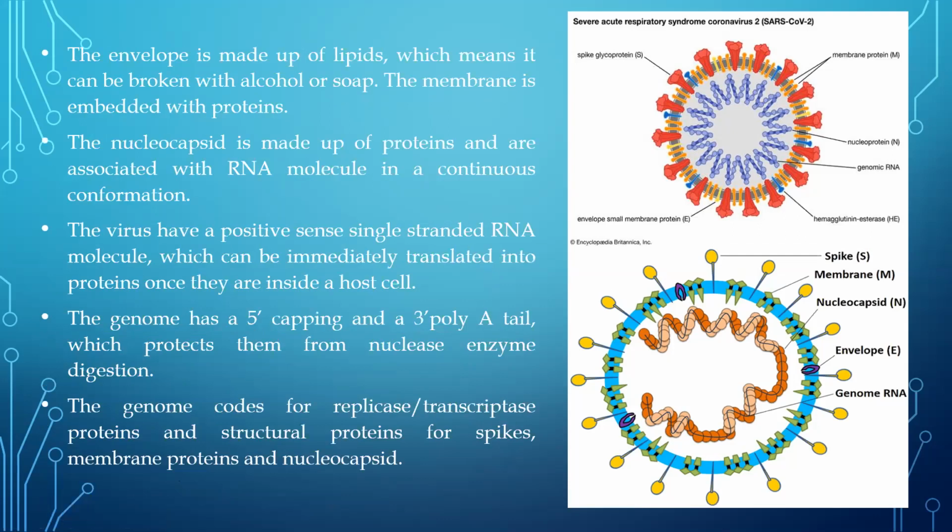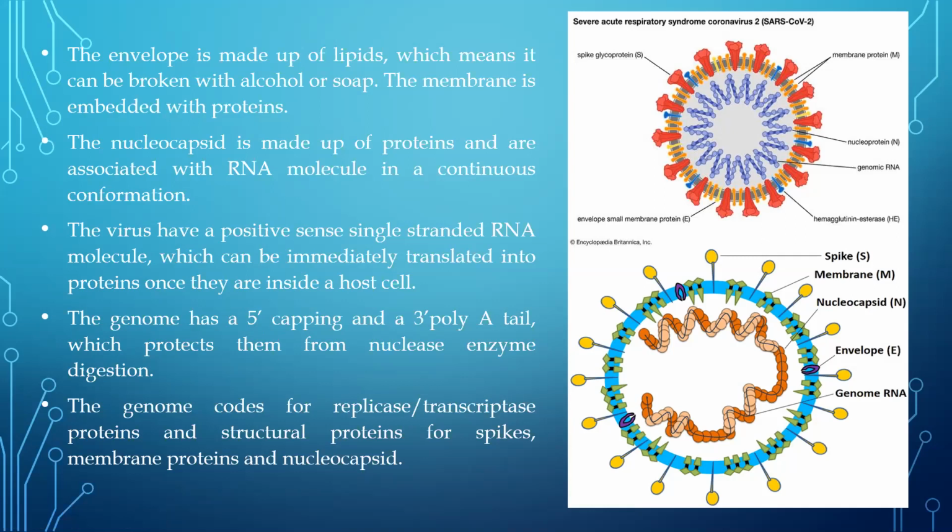Now, the envelope of the coronavirus is made up of lipids, which means it is easy to kill the virus simply by washing our hands with alcohol, or washing our hands with soap. Remember, when we have oil on our hand, how do we remove it? We use soap. Here also, the envelope of the coronavirus contains lipids. So how do we get rid of that? We can kill coronavirus when we very frequently wash our hands with soap, or sanitize our hands using a sanitizer that contains alcohol.